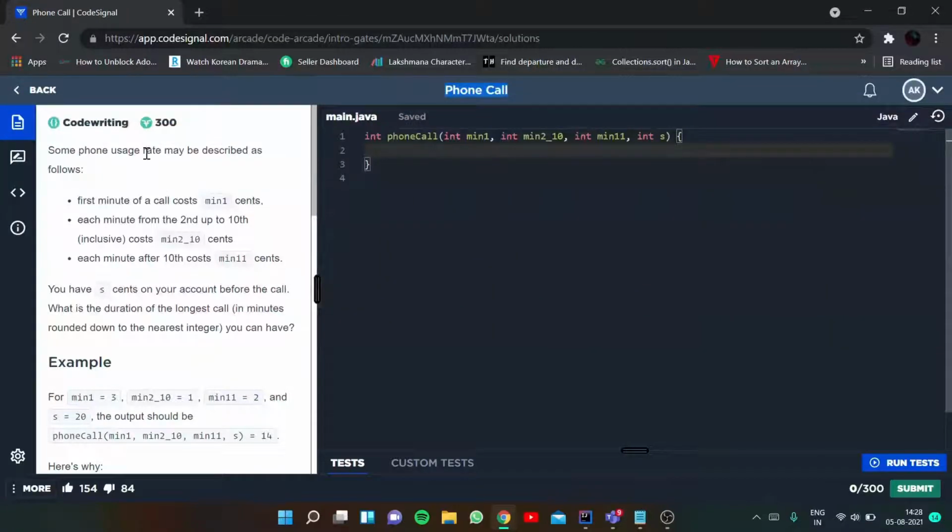Some phone usage rate may be described as follows. The first minute of the call costs minute1 cents. Each minute from the second to the 10th costs minute2 cents. And each minute after the 10th costs minute3 cents.